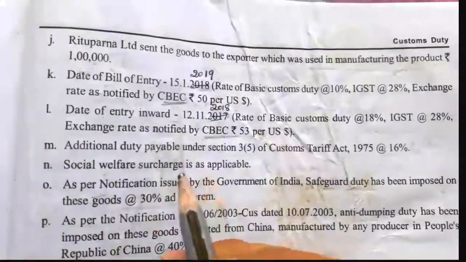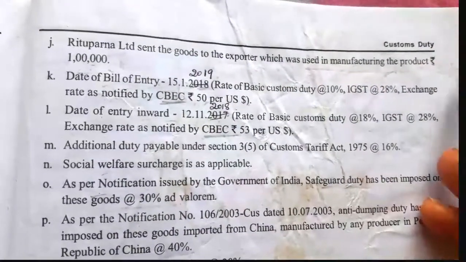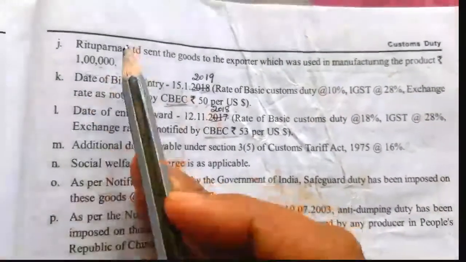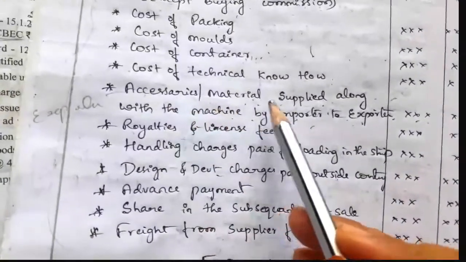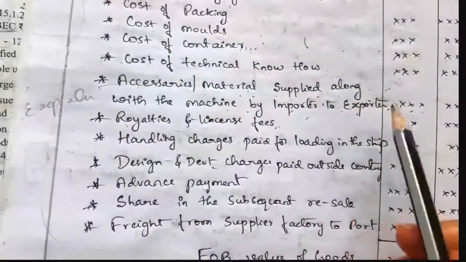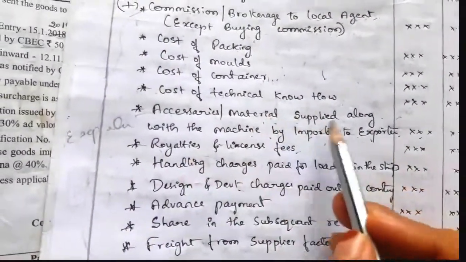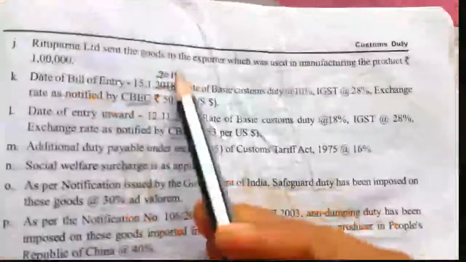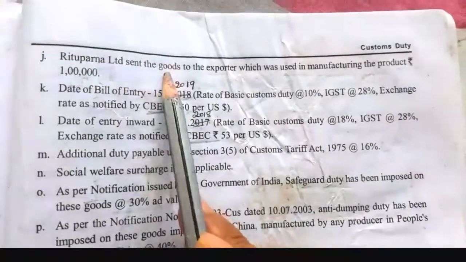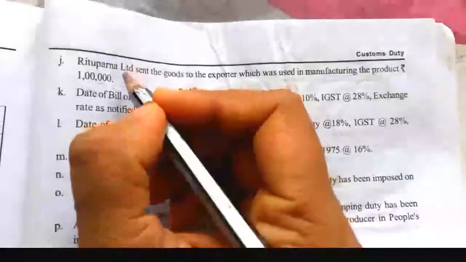The next one is Rituparna Limited sent goods to the exporter, which were used in manufacturing the product, rupees 1 lakh. So here the importer has sent the goods to the exporter. See here, accessories or materials supplied by the importer to the exporter should be added before FOB. Any accessories or material supplied along with the machine by the importer to the exporter we have to add. So the goods or material sent by the importer to the exporter, which was used in manufacturing the product, should be added.